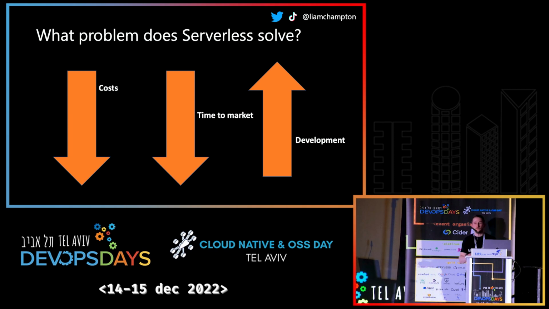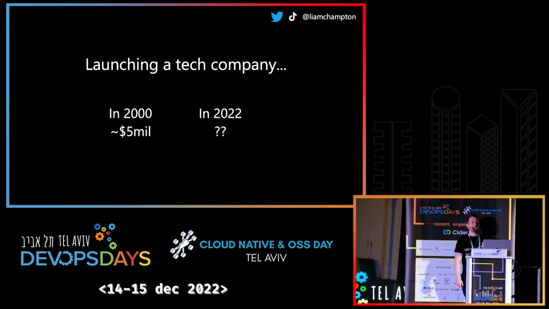So if we fast forward 22 years, launching a tech company in 2022, how much do you think it costs now? Someone shout out. Give me an answer. $49.99. You're not far off. You're a couple of decimals off. Roughly $50,000. That is 1% of what it costs 22 years ago, which is amazing. And all through what I have spoken about is the reason why. So you've now got $4,950,000 more dollars to spend on your company Christmas party.